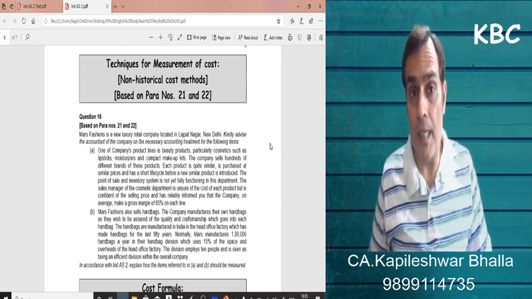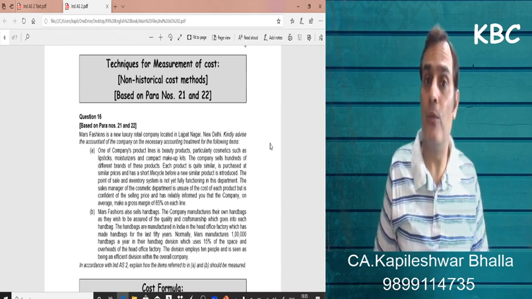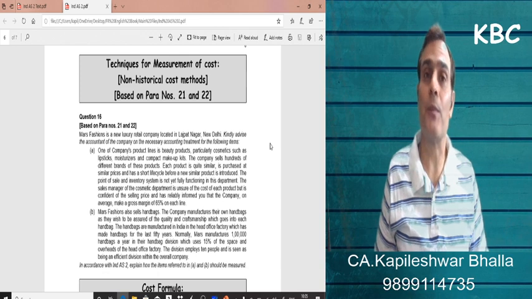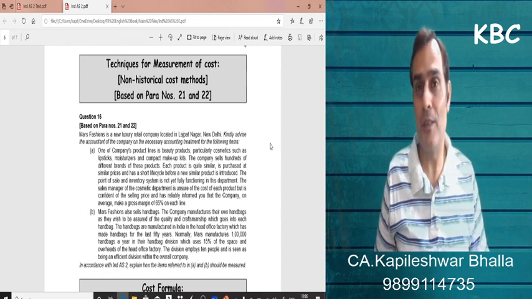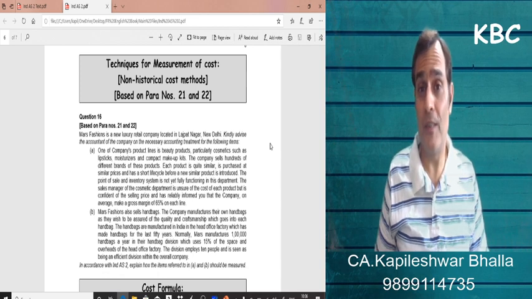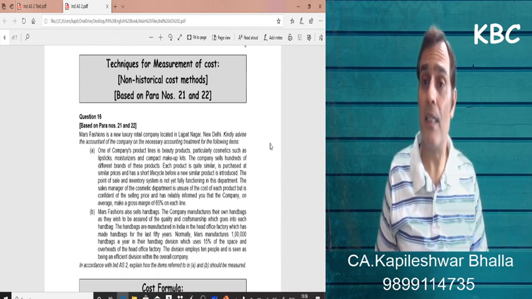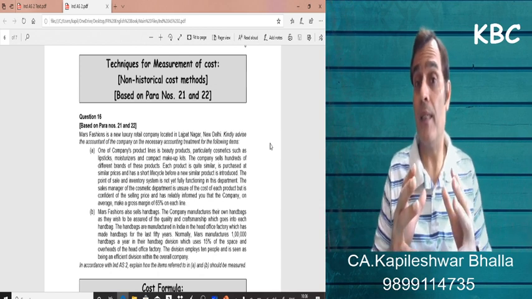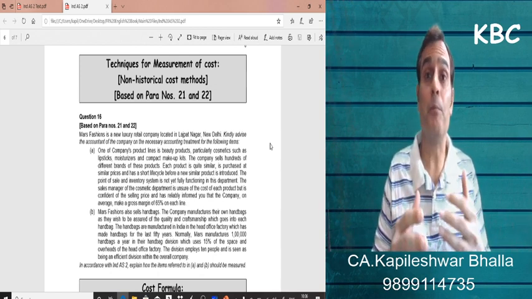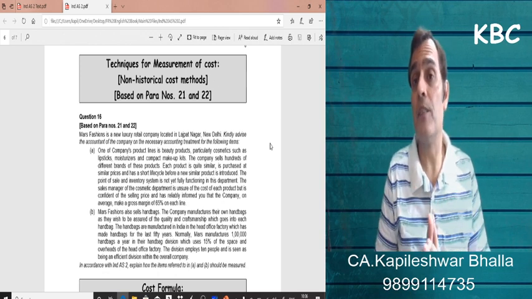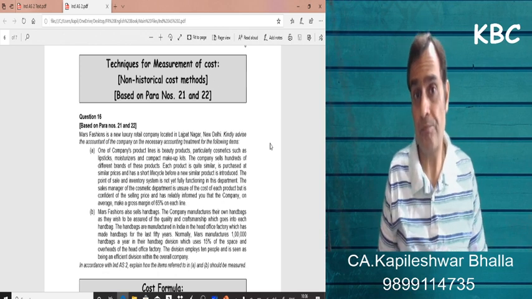It says Mars Fashion is a new luxury retail company located in Lajpat Nagar, New Delhi. That's actually the real place. Kindly advise the accountant of the company on the necessary accounting treatment for the following items. Now, as I read the language of the question, I am going to pinpoint certain things to you which are indicative of which kind of technique is to be applied.